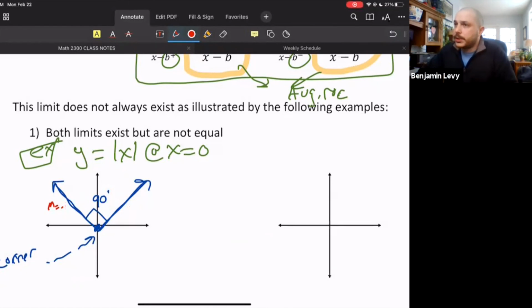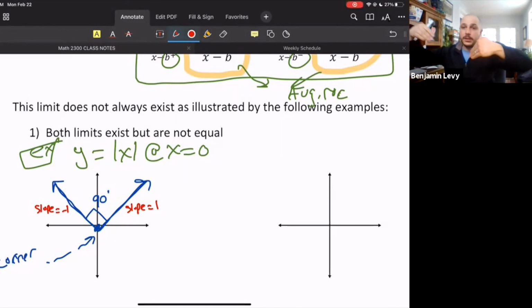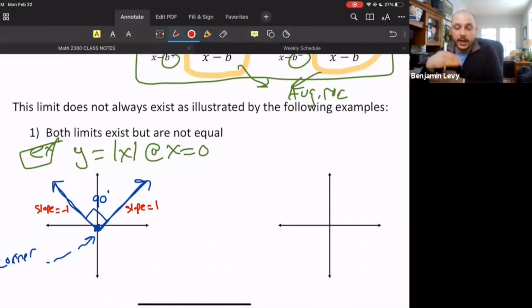Maybe I should write slope instead of m in case people are confused by that. So the slope is -1. The derivative on the left-hand side is -1. The derivative on the right-hand side is +1. And it just switches over right at that corner. There's no gradual change. It's an exact switch. And at 0, neither of those things happen.